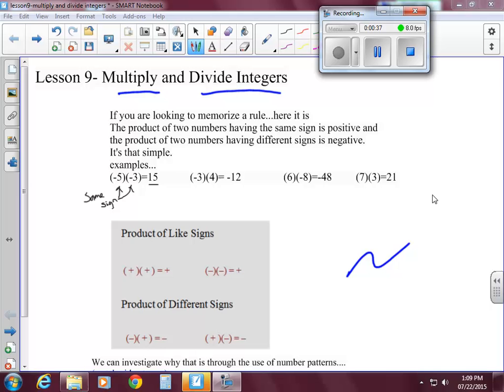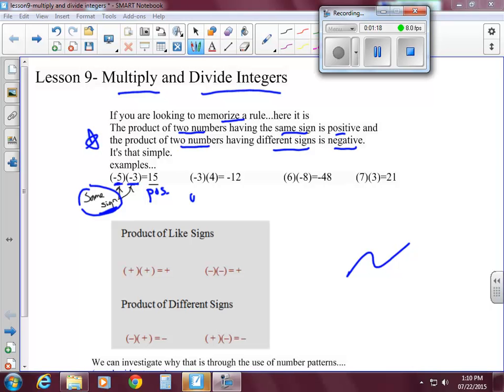Here we go. If you're looking to memorize a rule, here it is. The product of two numbers having the same sign is positive, and the product of two numbers having different signs is negative. It's that simple. So what do we mean by that? Here you have a negative number times a negative number. They carry the same sign, so negative times a negative is a positive. So 5 times 3 is 15, and -5 times -3 is 15. Like signs. People say like signs return a positive answer with the operation of multiplication.